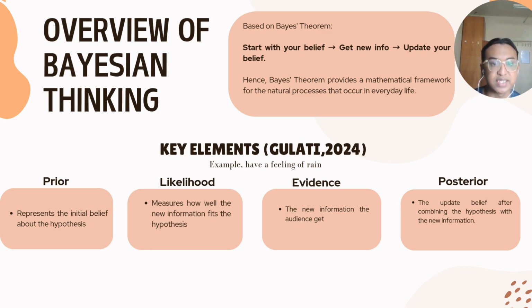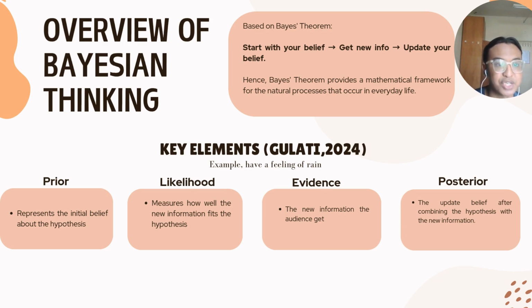Next, likelihood. It measures how well the new information fits the hypothesis. For example, the indicators like the skies today are dark and also the wind is so strong. So that's the likelihood. Next, the evidence. Evidence is the new information that you got. For example, people outside are starting to use their umbrellas and you can see on the road it is covered with many little dark spots.